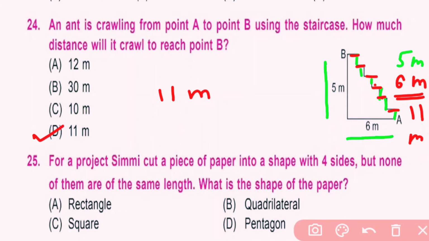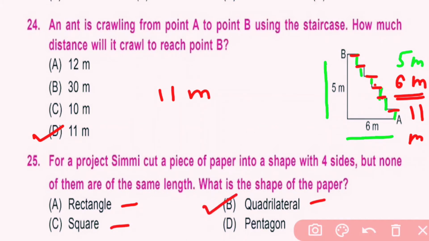Question number 25. For a project, Simi cut a piece of paper into a shape with 4 sides, but none of them are of the same length. What is the shape of the paper? Rectangular: the alternate sides are same. Quadrilateral have 4 sides and they are unequal length. So B is correct answer.